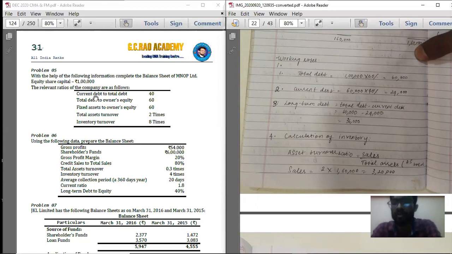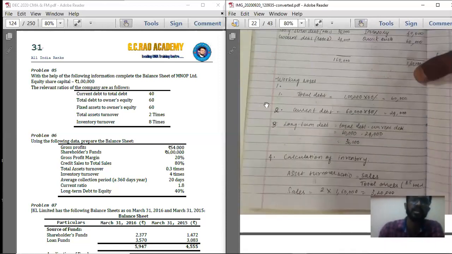So point number 1, total debt is equal to equity share capital, that is 1 lakh into 60%, which is equal to 60,000. How did we find this? Using the second ratio, that is total debt to owner's equity is 60%. Here we know owner's equity is 1 lakh. When owner's equity goes from the denominator to the right hand side, it becomes the numerator. 60% into 1 lakh is 60,000. So total debt is equal to 60,000.